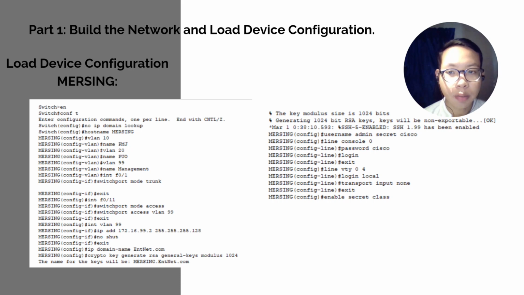Then for load device configuration in Mersing, we have to change the hostname to Mersing and we create VLAN 2099 and we do switch mode access VLAN and then we do a basic configuration of security, which is we create a username and also a password.